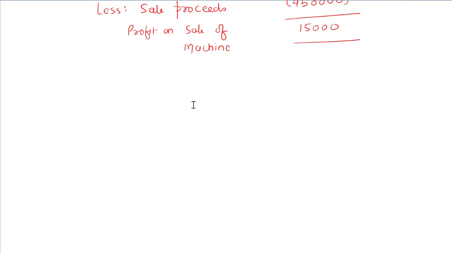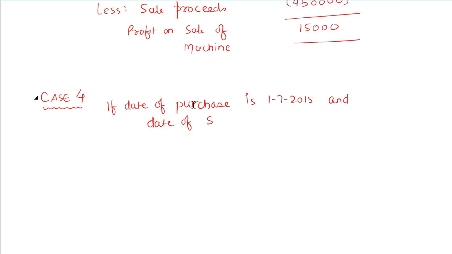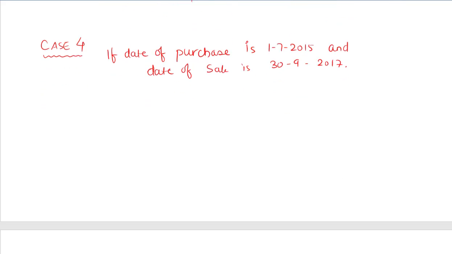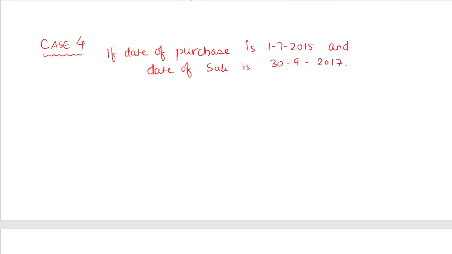Let us move ahead and write case 4. If date of purchase is 1/7/2015 and date of sale is 30/9/2017, then how the calculation of profit or loss on sale will take place?